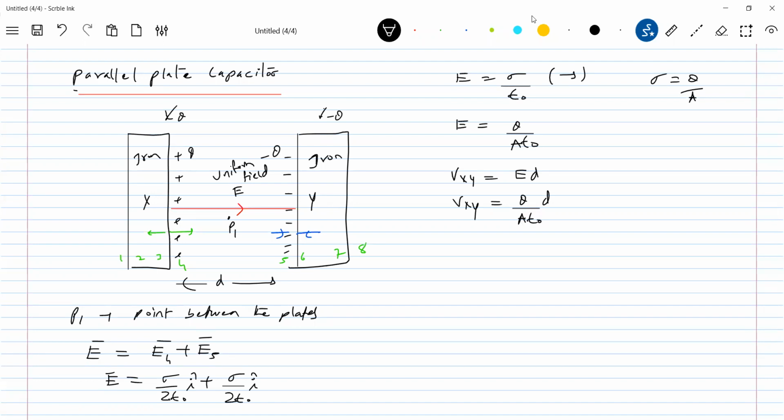How do we define capacitance? The capacitance of a system, we define as charge by potential difference. So this Q by V. The capacitance of a parallel plate depends on what all? What is the area of cross section of the plates here? And what is D? D is the separation between the plates.